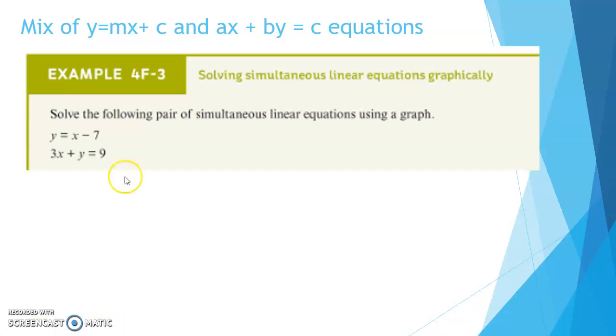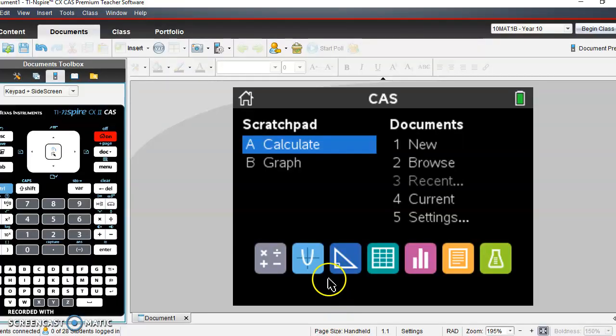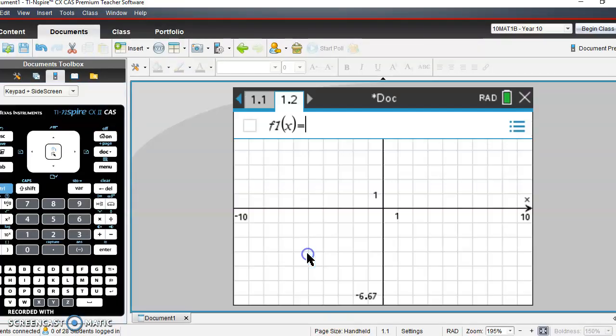And we'll choose a very interesting example from our textbook, which is a combination of both the gradient y-intercept format and the x-y intercept format. So let's look at that on our calculator. There we go. And load up our calculator. Remember, we're going to graphing. I've actually got the grid lines on, so it's easy to identify.